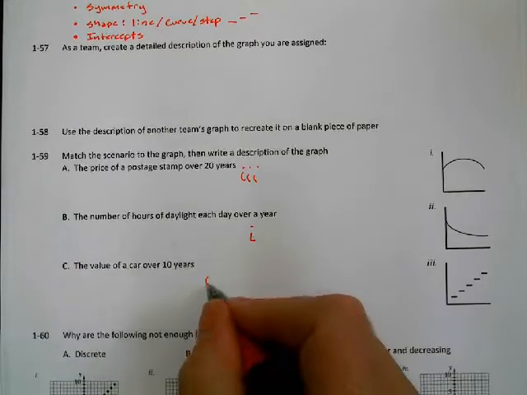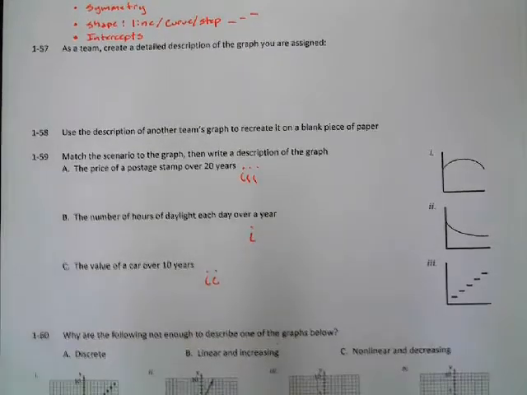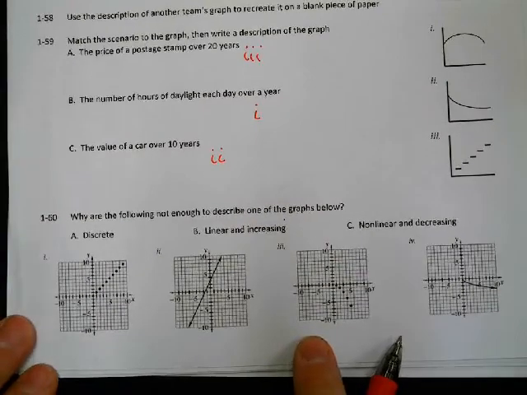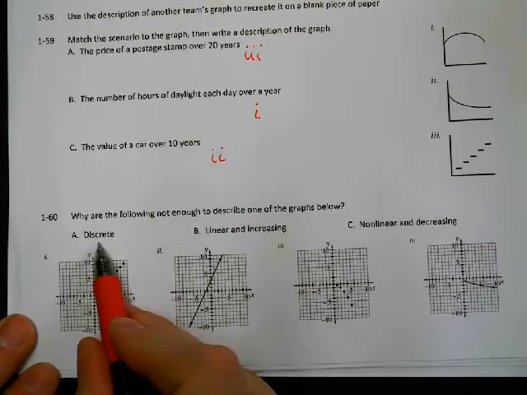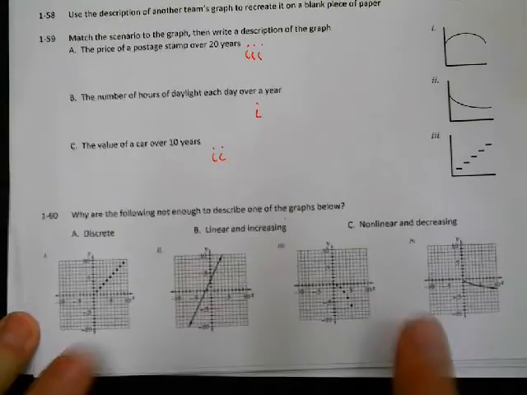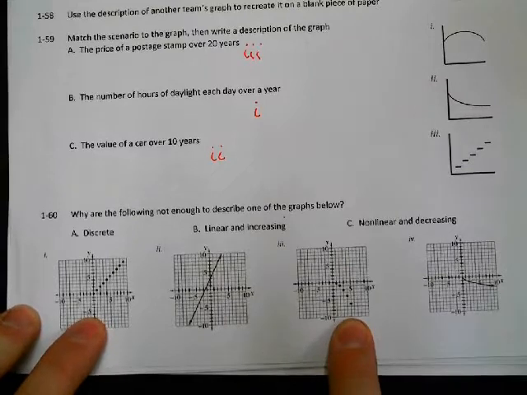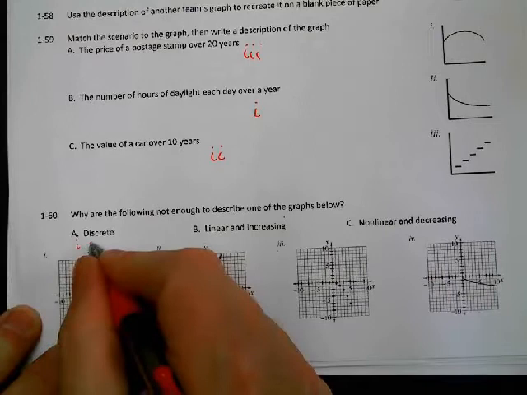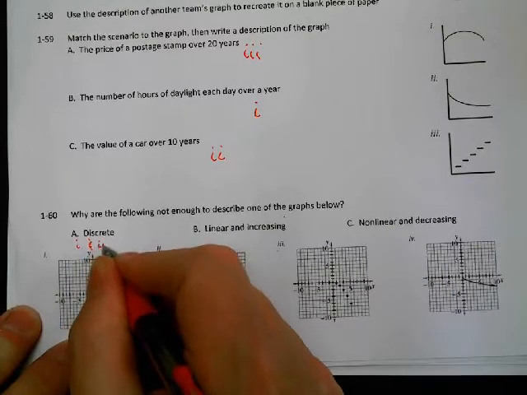All right, last part. Why are the following not enough to describe one of the graphs below? Discrete. If I just said find the discrete graph, you wouldn't know which one it is because both of these are discrete. So those two graphs are both discrete.